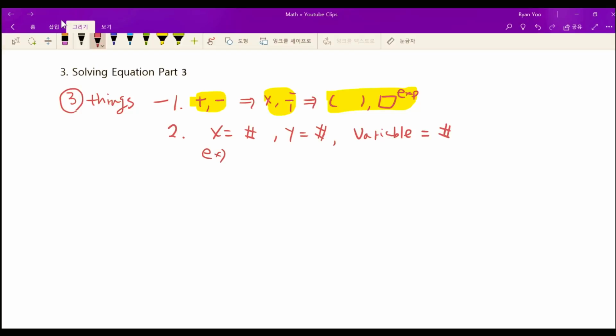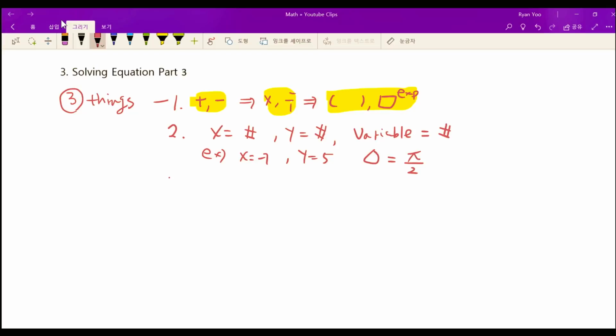Let me give you a specific example, like x is equal to -7, or y is equal to 5, or like a triangle is equal to pi over 2. This is still a number. So this is your goal. When you solve an equation, your variable is equal to some number.